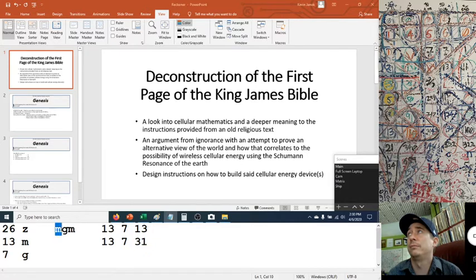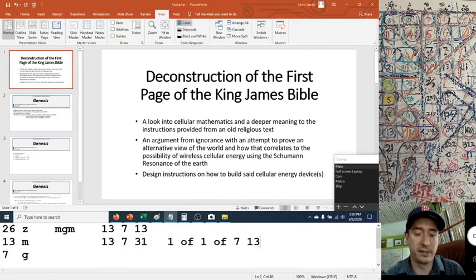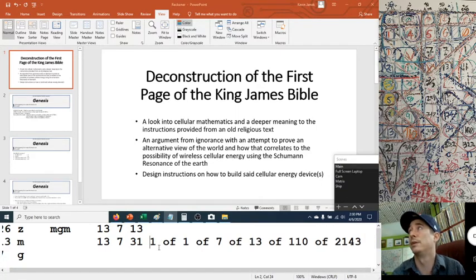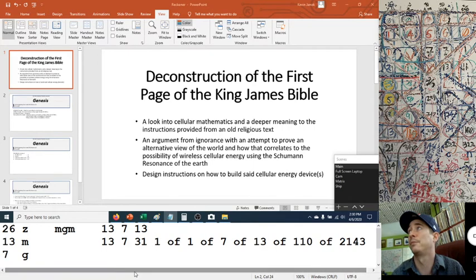So, in conclusion, MGM is very important because it represents 1 of 7, of 13, of 110, of 2143. This is the stuff that I talk about. This is the stuff that I kind of take for granted, that no one else really knows about. So, I just want to get us all on the same path.